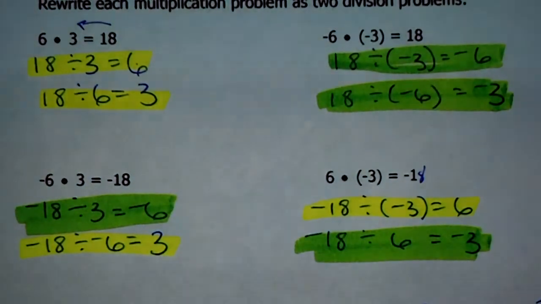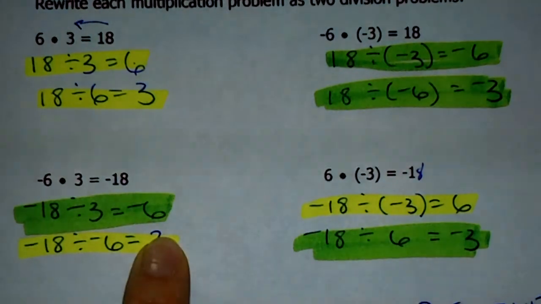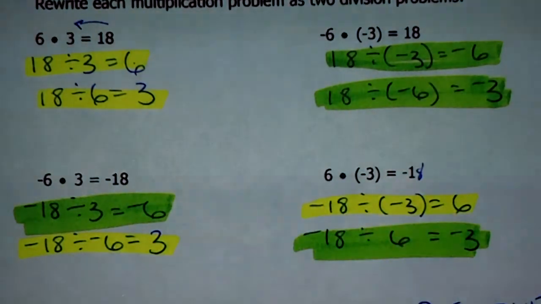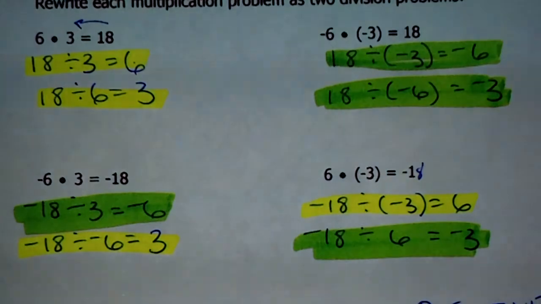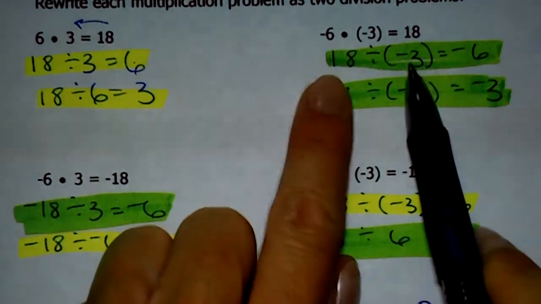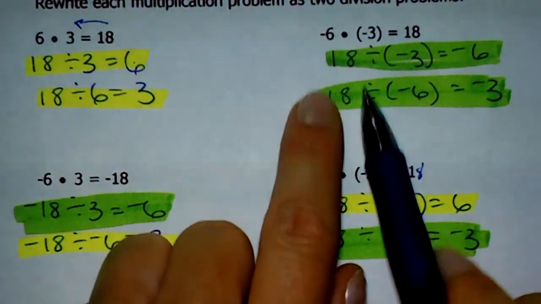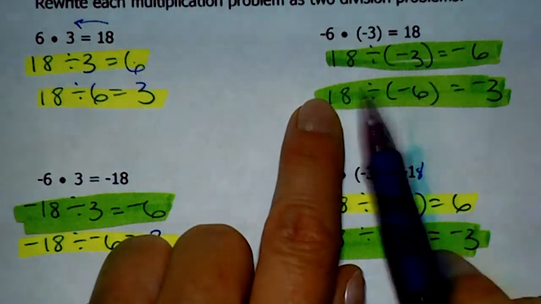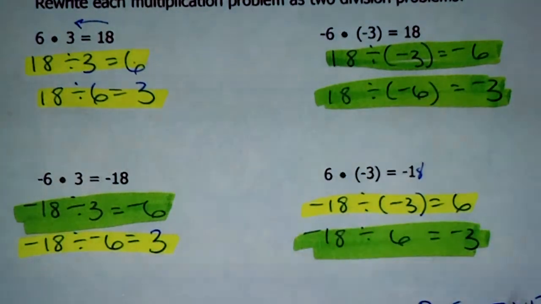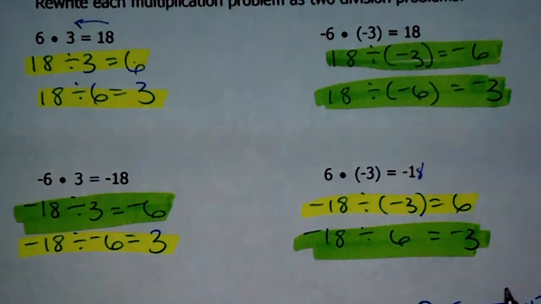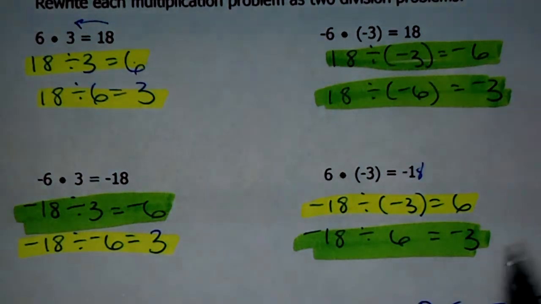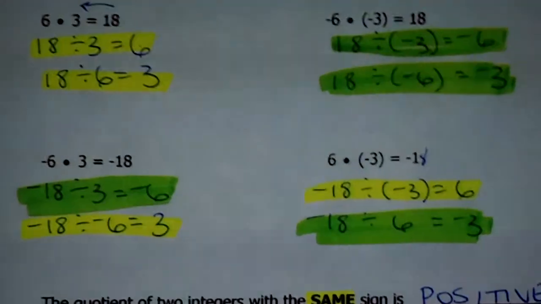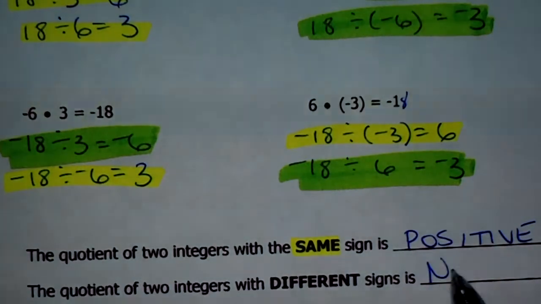What do you notice about every single one of those green answers? Negative, negative, negative, negative. It doesn't matter which one's greater. In these problems here, the 18 is greater than the negative here. The positives are greater than the negative, but I still have a negative answer. Right? It doesn't make a difference. No matter what, if you have 2 different signs when you're dividing, it's always going to be negative.